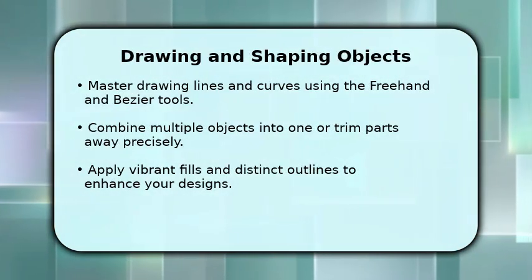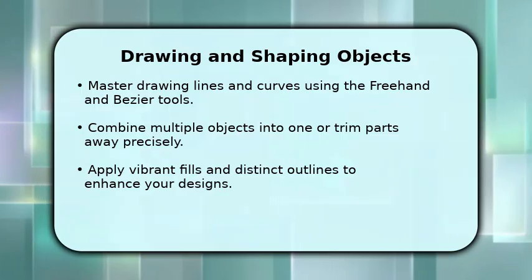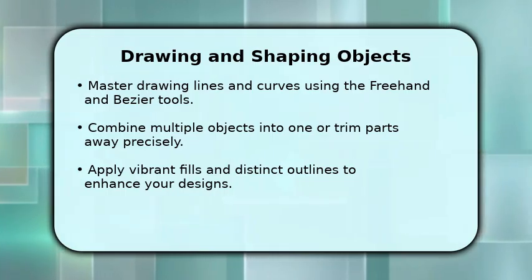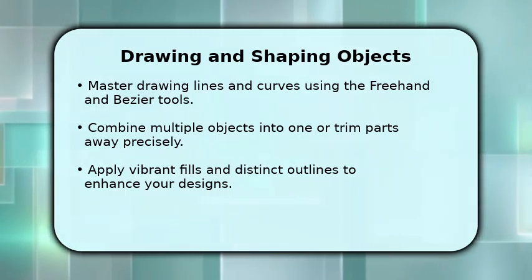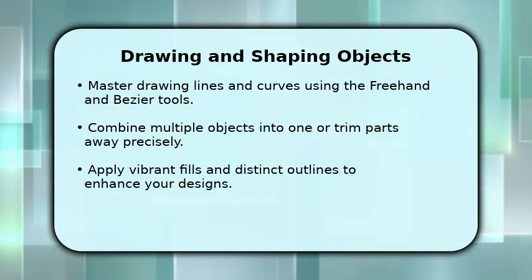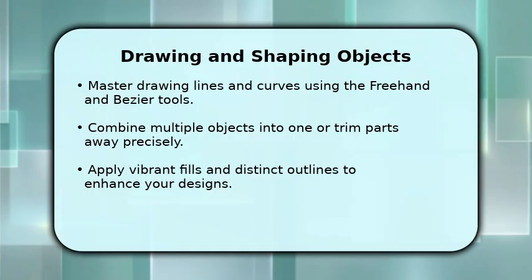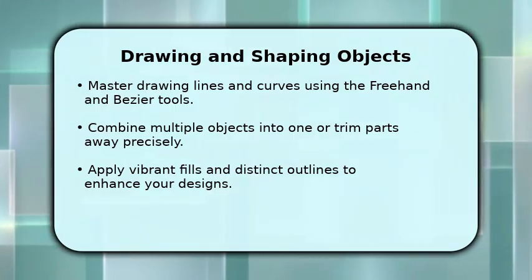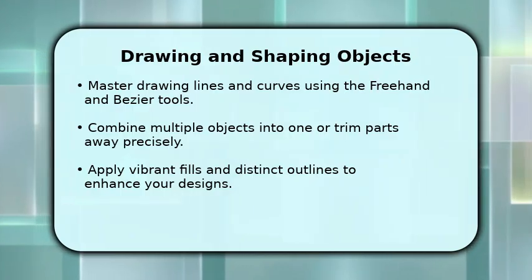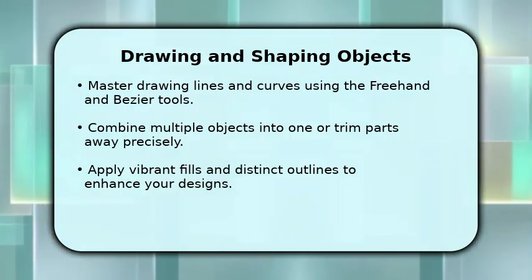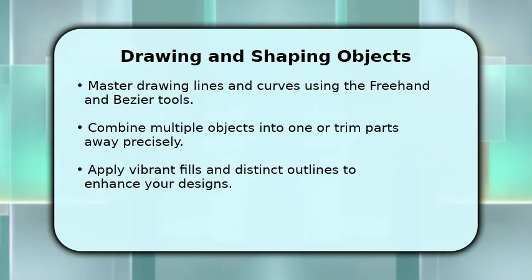Next, let's dive into drawing and shaping objects. The freehand tool allows for fluid, natural lines, while the Bezier tool offers precise control over curves with anchor points. You will discover how to combine objects using weld, intersect, and trim functions, creating complex shapes from simpler ones. Furthermore, we will explore applying various fills, like solid colors or gradients, and customizing outlines with different thicknesses and styles, adding depth to your artwork.